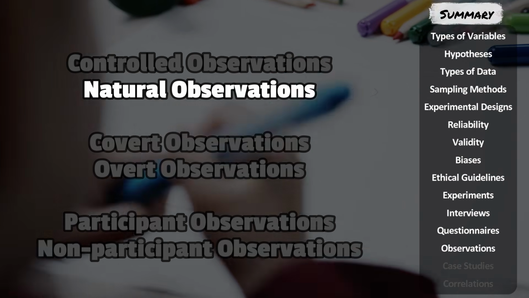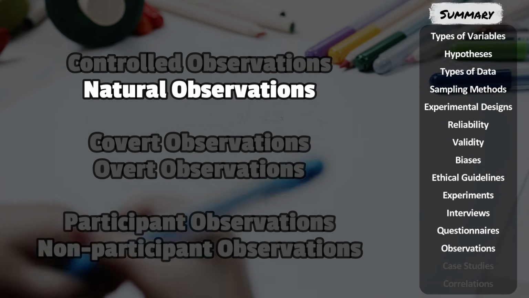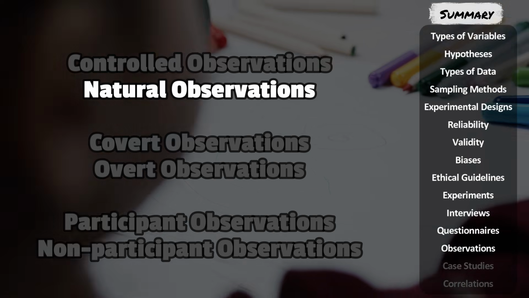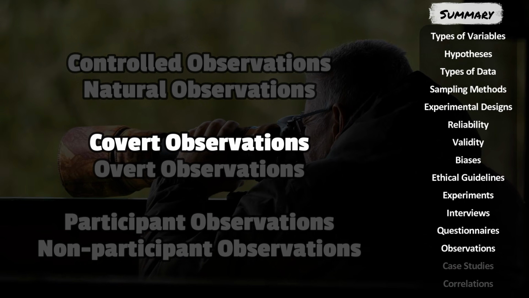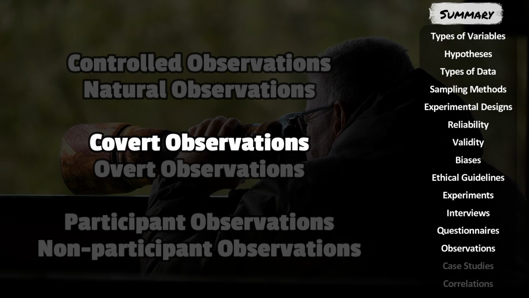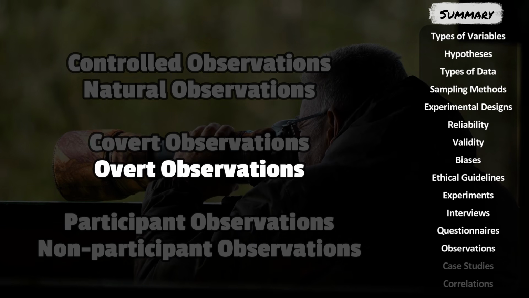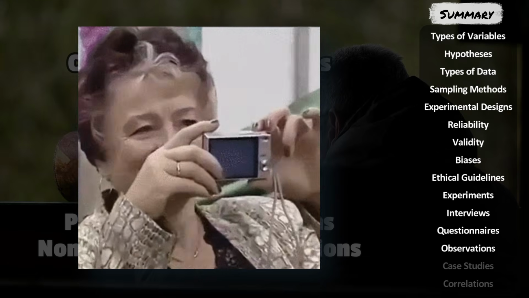A naturalistic version of this would be that I go to a nursery and I observe the behaviors and attitudes of mothers and babies. Secondly, they can be what's called covert or overt. A covert observation means that the participants do not know they are being observed. Overt means they do know they are being observed. An easy way of doing covert usually is through cameras.